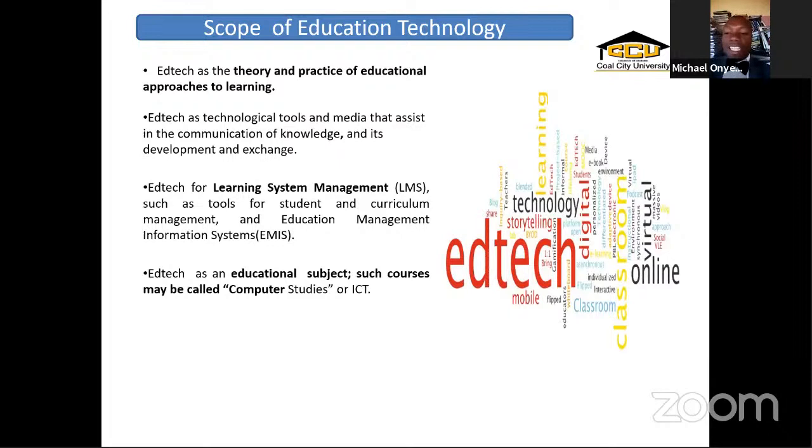Now, looking at education technology as a theory and a practice, normally people can come up, there are different theories that support education technology.